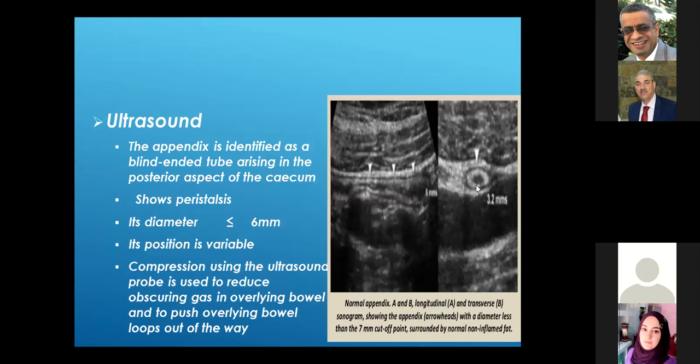Ultrasound. This is the appendix. We show the diameter is less than 6 mm. This is a longitudinal picture, which should be one of the features of a normal appendix on ultrasound. It will be blind-ended, show peristalsis, and have a diameter less than 6 mm. The position is variable, and use compression with the ultrasound probe to reduce obscuring gas in the overlying bowel and push the overlying bowel loops away.